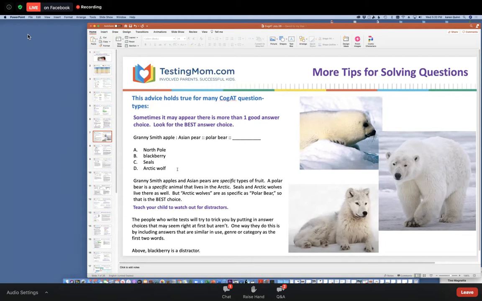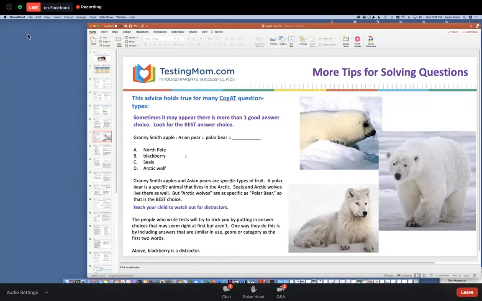So I want you to remember that we're always looking for our best choice. You're going to sometimes see choices that could work, but they're not the best. You have to find the best one. The other thing is you have to watch out for distractors. And distractors are words that, for example, blackberry is a distractor because we've got two fruits here. So they'll throw in a blackberry for someone who's not really paying attention, and they'll think, oh, it's fruit. And they'll just answer with fruit. So you've got to watch out for those distractors.